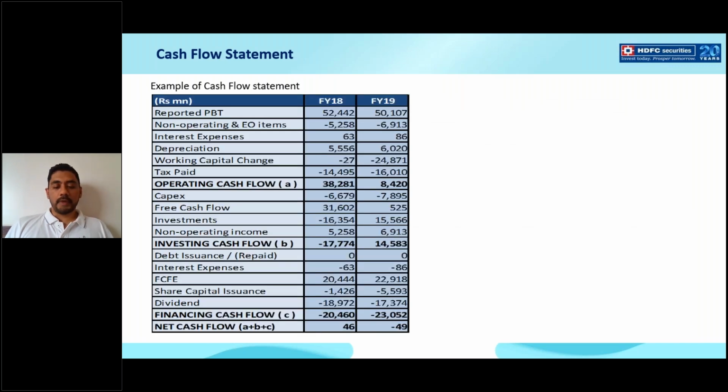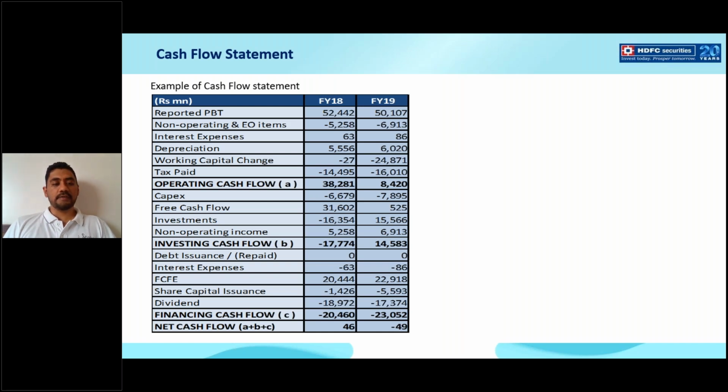So this is the format of a cash flow statement, where we take the reported profit before tax and add all the non-cash items and non-operating items. So we get operating cash flow, which is the cash flow from operations. From that, we deduct the capital expenditure of the company. So we get the free cash flow, and any non-operating income and investments are also deducted. Capex, investments, and non-operating income combined together give us the investing cash flow.